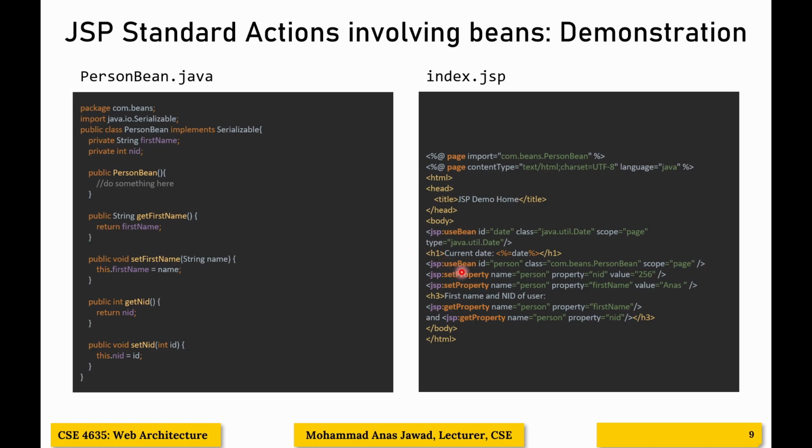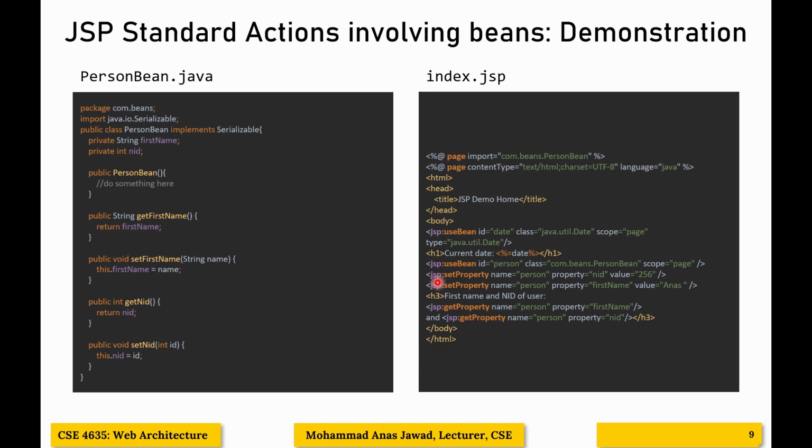After this, we want to create a PersonBean object. For that, we are using our JSP useBean action tag. Inside this useBean action tag, we are using id equal to person and class equal to com.beans.PersonBean. So essentially we are creating an object of this PersonBean class, and the name of that object is person. And we have set the scope for this object as page.